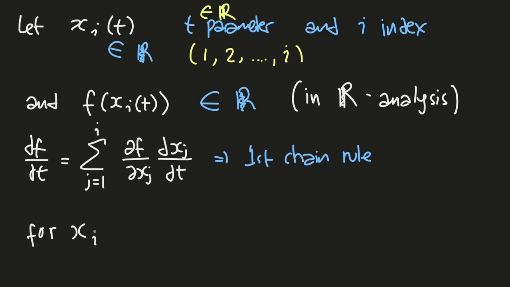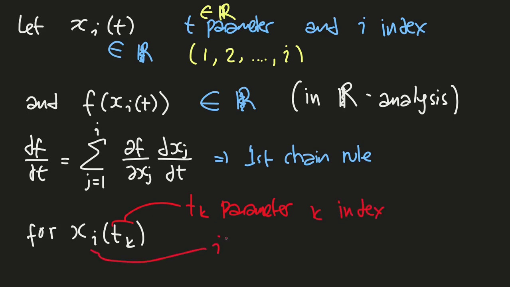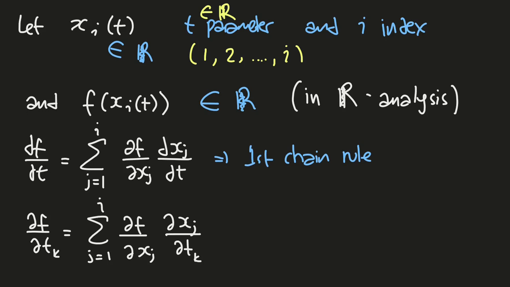Then if we have many parameters, let's say t_k parameter for k index, and then i index too as before, by the same process the first partial derivative of f with respect to, let's say, t_k equals the chain rule as before, but now with the partial derivative for the parameter part. This is known as the second chain rule for multivariable derivatives.